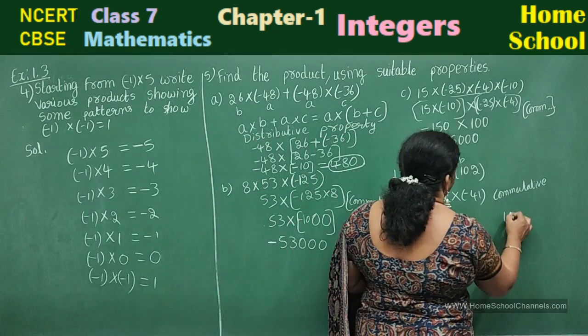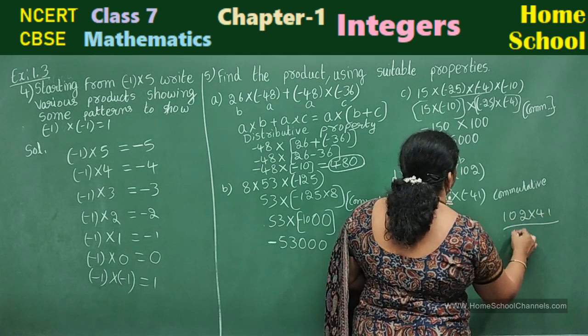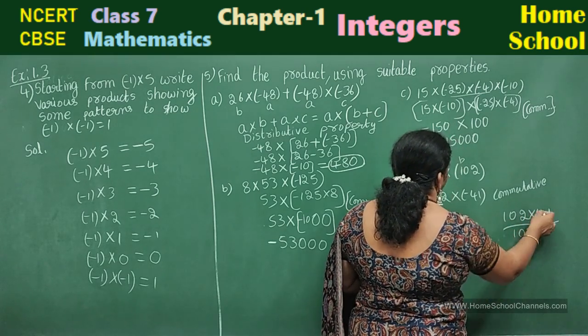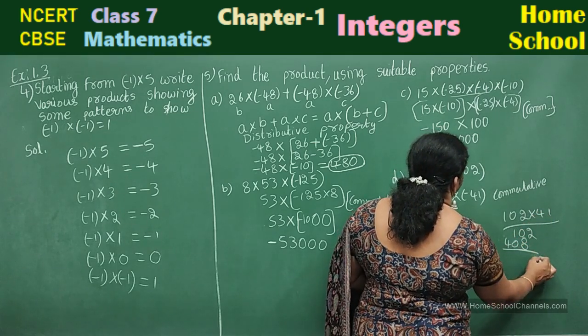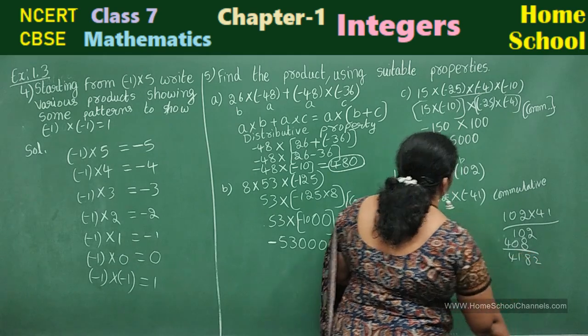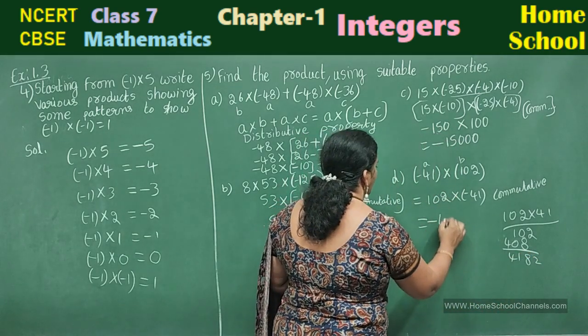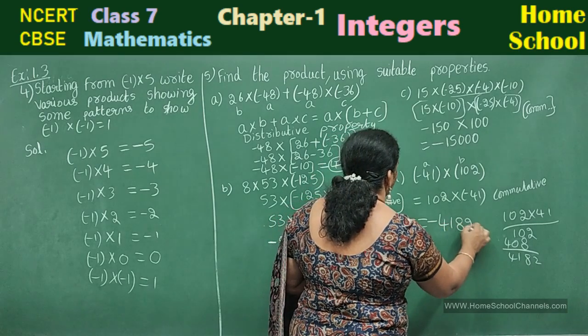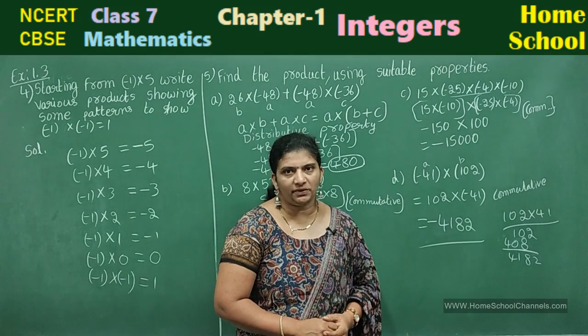And this one let us do roughly here. 1 into 102. Then with 4 you multiply, 4 2s are 8, 0, 4. If you add, you are going to get 4182. That is plus into minus, minus. 4182 is your answer. We said this is the commutative property.